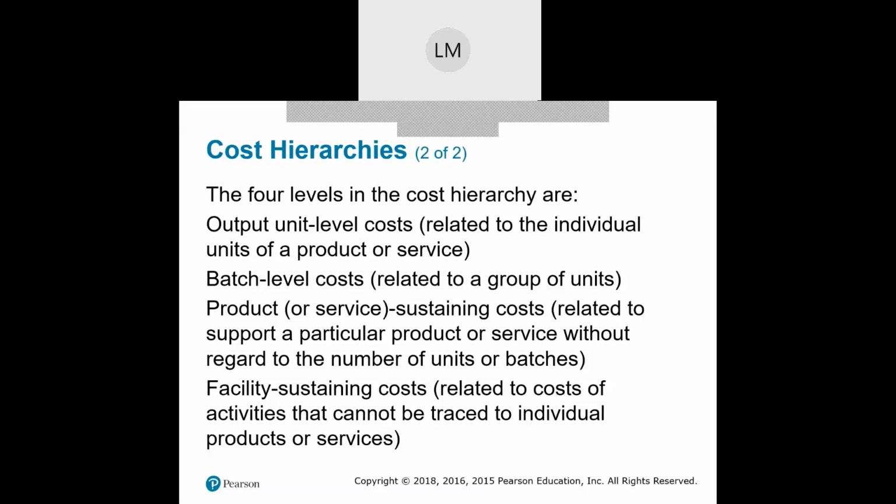And then we finally have facility sustaining costs, the related costs of activities that cannot be traced to individual products or services. And these would support the company as a whole. For example, Procter & Gamble. You have administrative salaries, the CEO's salary. Is the cost of his salary just to support one product? No, it's to support all products and the whole company as a whole.